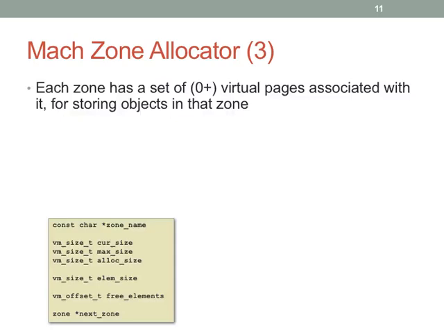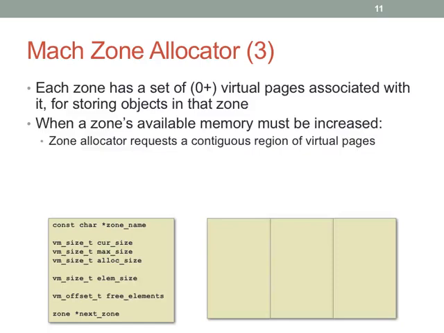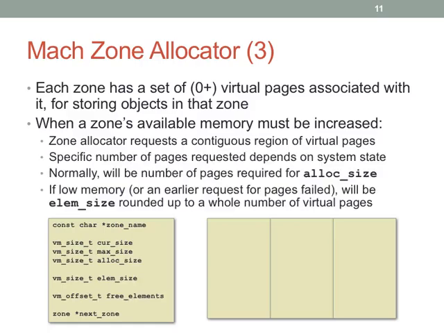Okay, so zones have virtual pages associated with them. This is how we keep track, and I think that is definitely not represented in this picture. But we have virtual pages associated with it. And so let's say that we need to grow a zone because we need more objects of a particular type. So the first thing that the zone allocator does is it talks to the pager, gets a chunk of virtual memory, so some integer number of pages. And then, like I say here, the typical size, the desired size, will be alloc size. That's the number of pages it would like to grow the zone by.